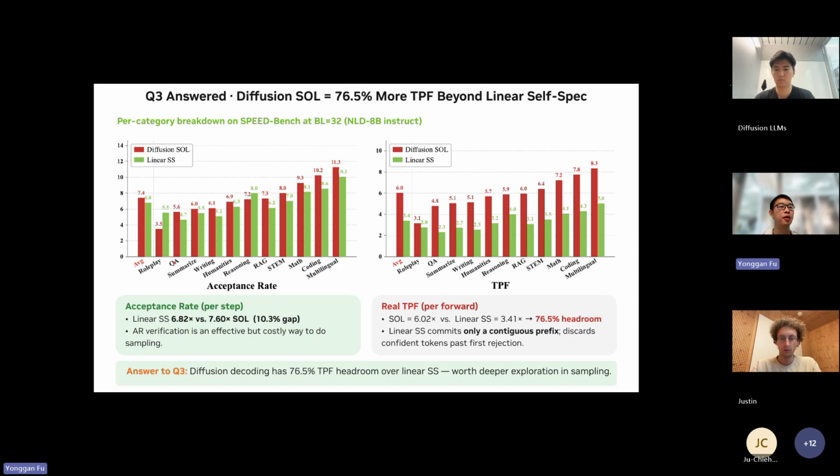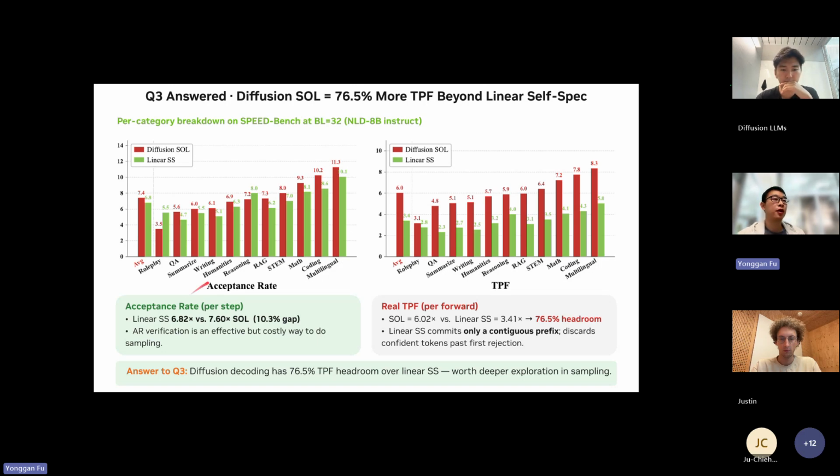One is the acceptance rate. One is the tokens per forward. For diffusion SOL, the two metrics are pretty similar, because when you draft, we by default accept it. But for linear speculation, the TPF is actually the acceptance rate divided by 2. The reason is that after you draft, you still need a verification process, meaning you need to double the computational cost to finally accept this amount of tokens. So the TPF is kind of halved relative to the acceptance rate for the self-speculation mode.